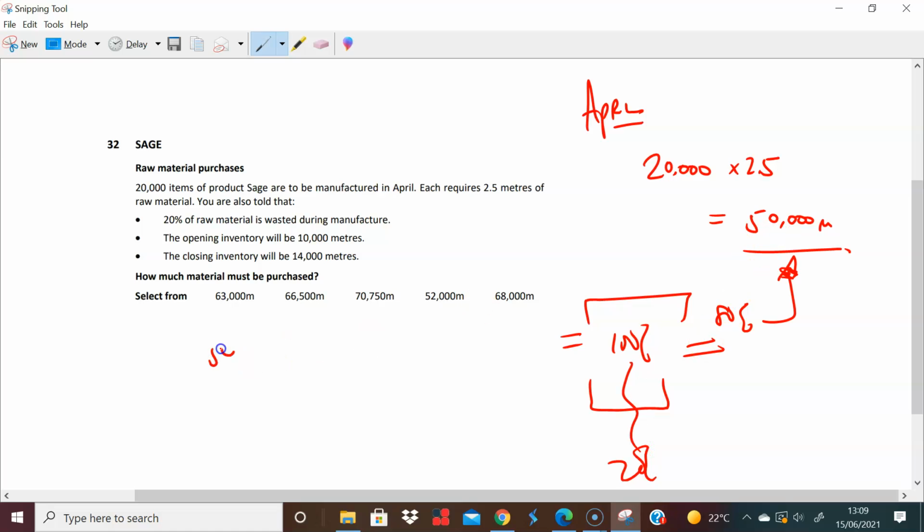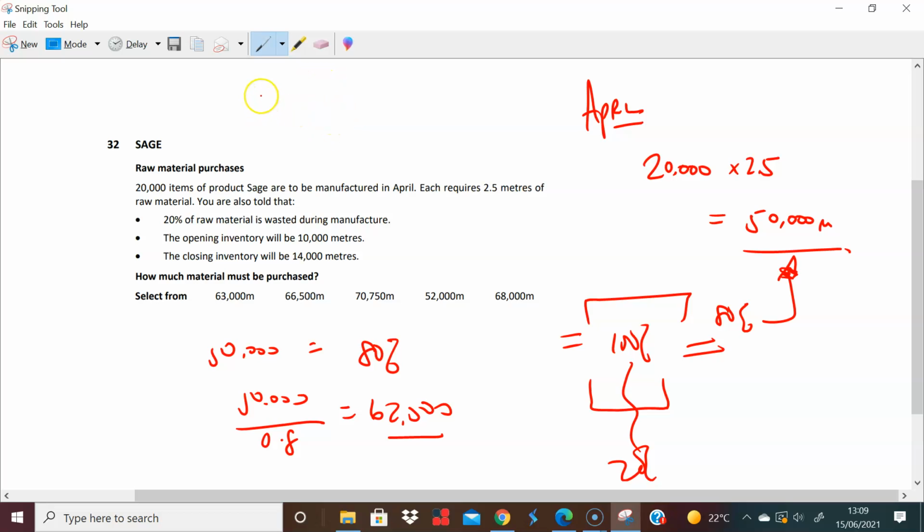So 50,000 meters is the equivalent of 80%. So the question is, how much would have gone into the process? That would be 50,000 divided by 0.8, or 50,000 divided by 80 times 100, however you look at it. And so you have here 50,000 divided by 0.8, which is equal to 62,500. So 62,500 would have gone into the production system from the warehouse.